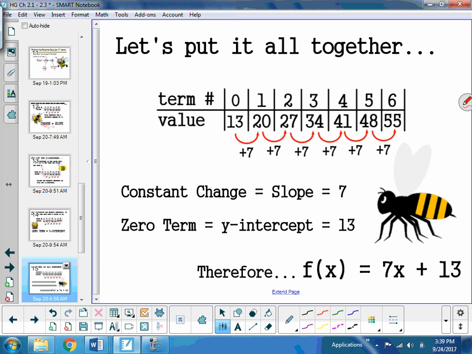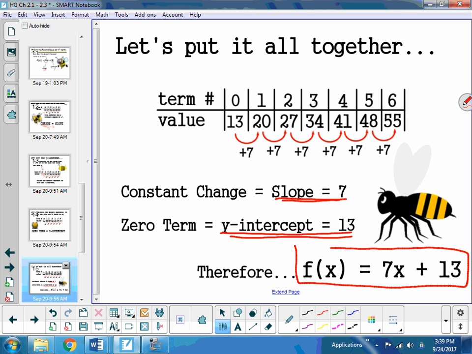So let's think about what we have here. I know my slope is 7. That's how it's constantly changing. My y-intercept, the 0 term, is 13. So therefore my function rule can be 7x plus 13. The x represents what step, what number of terms. Like we found before, I gave you the first 6 terms, and we found the 7th, the 8th, and the 9th term. Well, remember I asked you what's the 200th term.